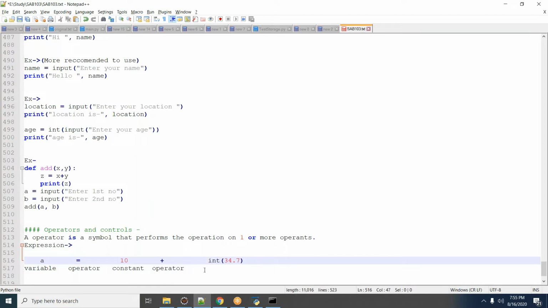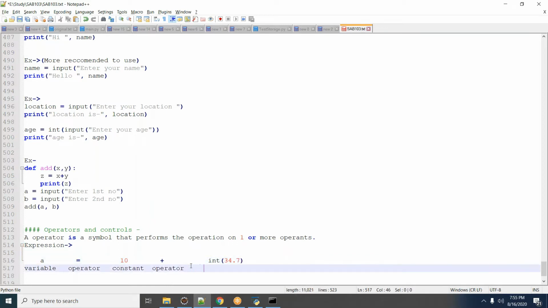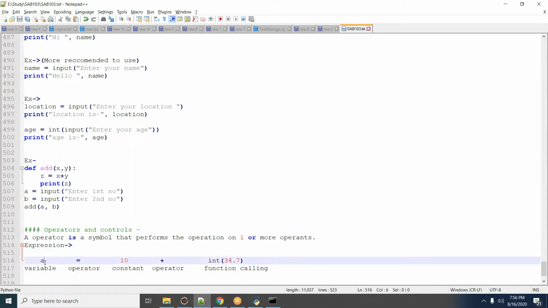This int is what? Int is a function, and here we are calling this function. So this is function calling, which we already discussed. So this is a variable, which is assigned the value of this calculation. This is an operator. This is a constant value, and this is a function calling value. So an operator is a symbol that performs the operation on one or more operands.